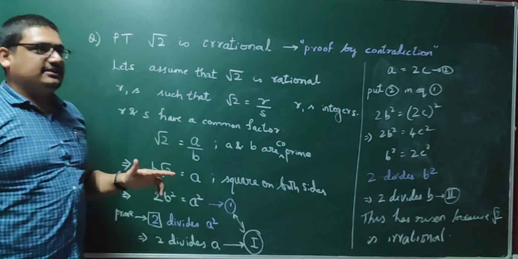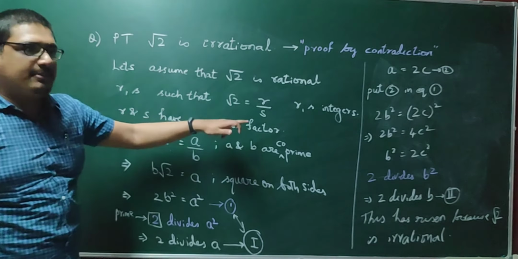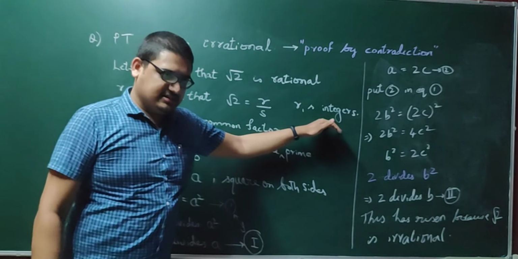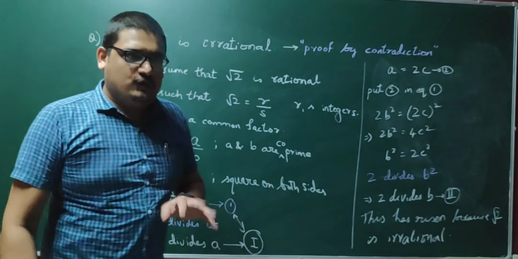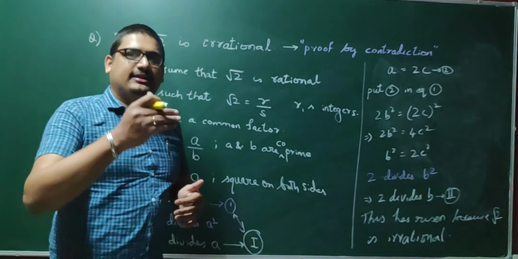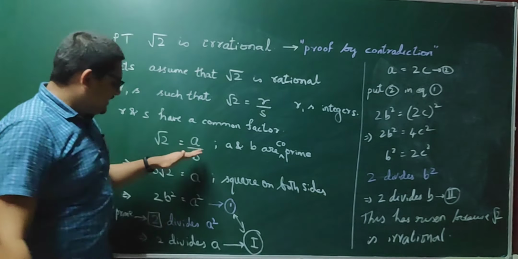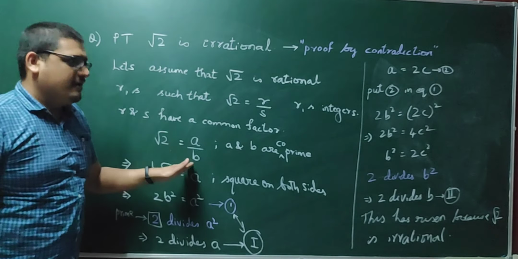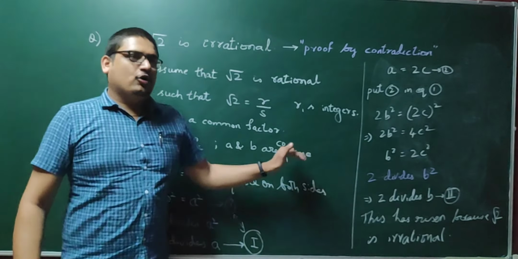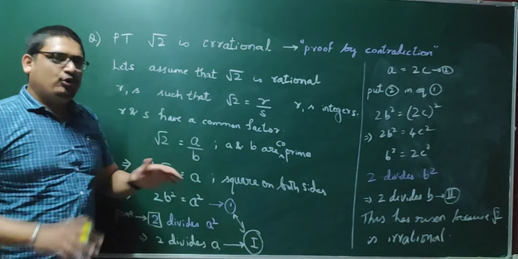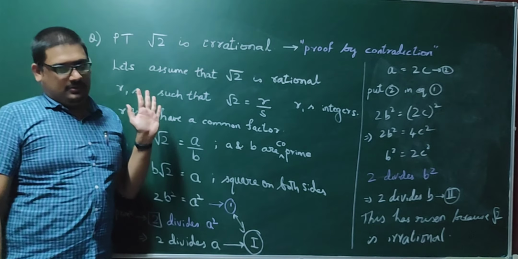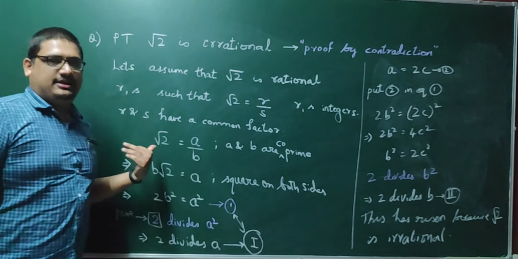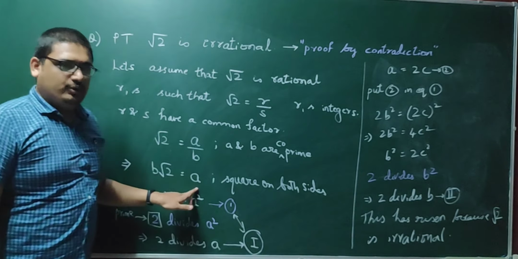If root 2 is rational, it can be expressed in the form of r by s, where r and s are integers. And also we said that R and S have some common factor. So if R and S are divided by the common factor, we get root 2 is equal to A by B, where A and B are co-primes. Co-primes meaning that A and B have no other common prime factors which can divide A and B. So once we have done this, we did cross multiplication. Root 2b is equal to A.